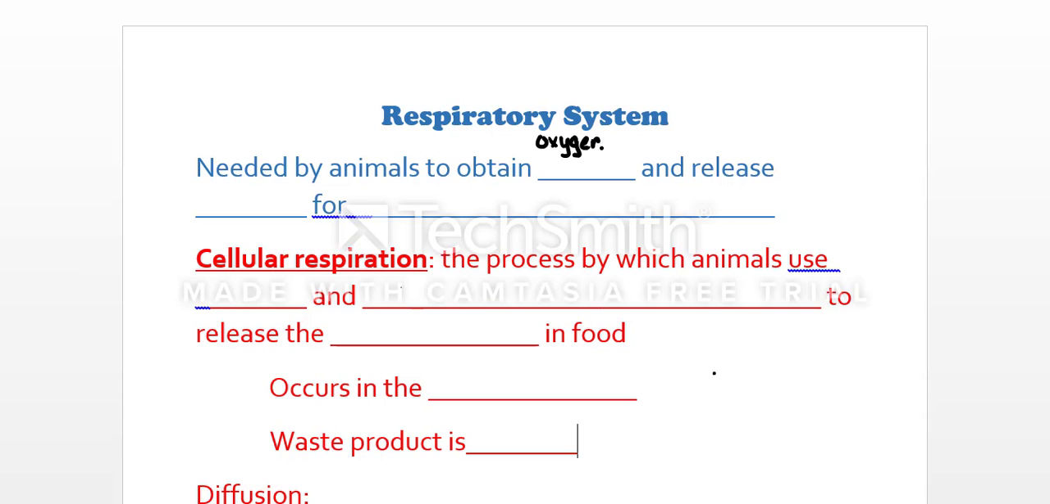And remember, oxygen, its symbol is O2. So that's how I'm going to write it. And we need to breathe in oxygen, and we also need to get rid of that waste gas produced by our cells, which is carbon dioxide, CO2.